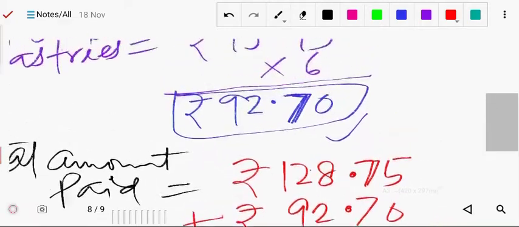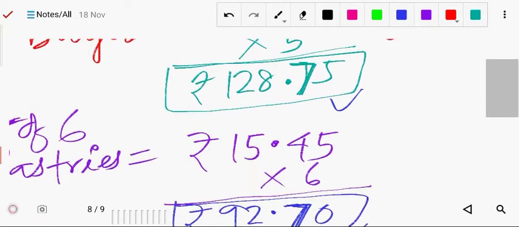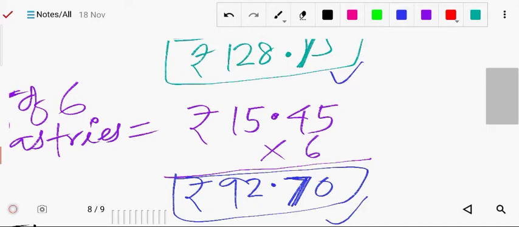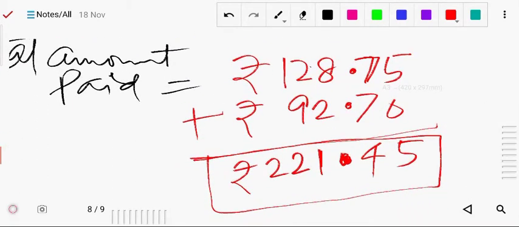221.45. Okay. So what we have done, first of all we found the cost of 5 burgers, because the cost of one is 25, so for the cost of 5 we will multiply. Similarly we have done it here for the burger, and for the pastry also. Okay, so now we got the total amount paid.